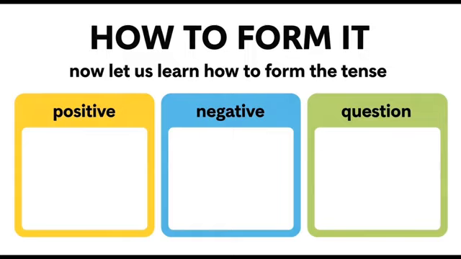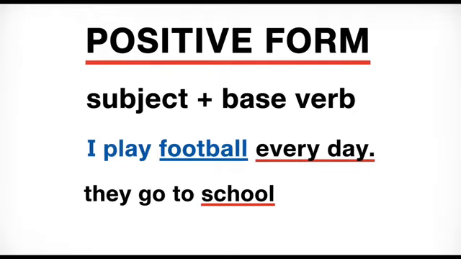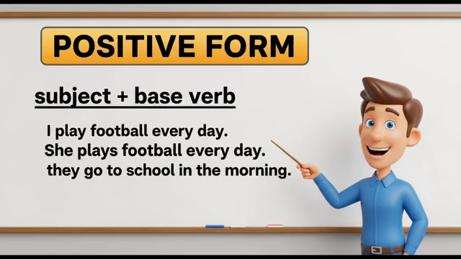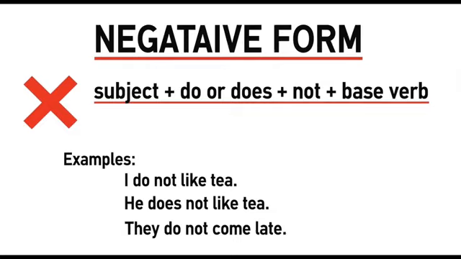3. How we form the present simple tense. Now, let us look at how we form this tense. We will consider 3 forms: positive, negative, and question forms. Positive sentences. The structure is subject plus base verb. But remember, when the subject is he, she, or it, we add s or es to the verb. I play football every day. She plays football every day. They go to school in the morning.